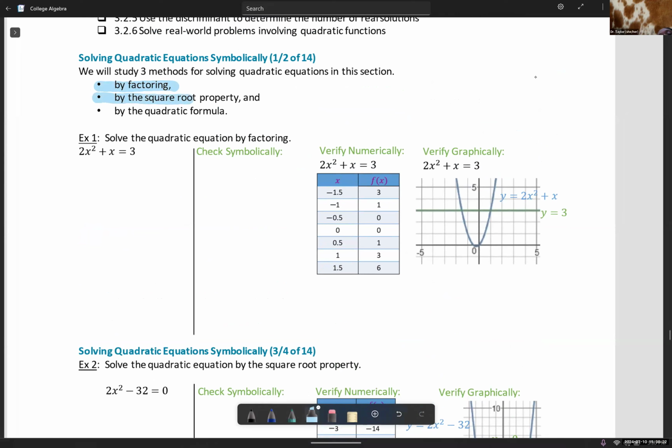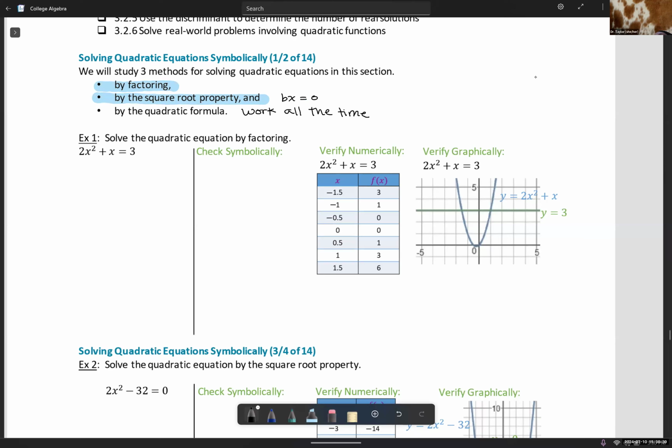You also can solve by the square root property. This will only work if there is no b value, if that bx value just isn't there. The quadratic formula, however, works all the time.